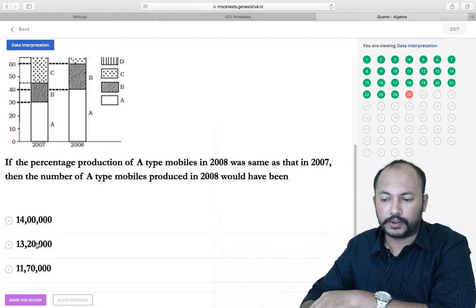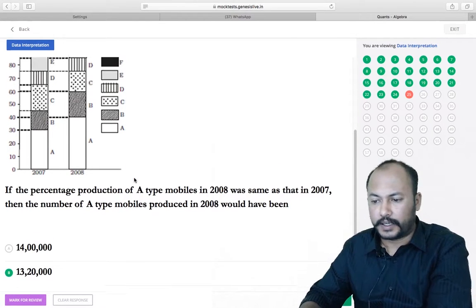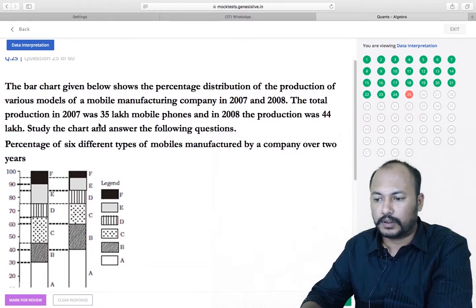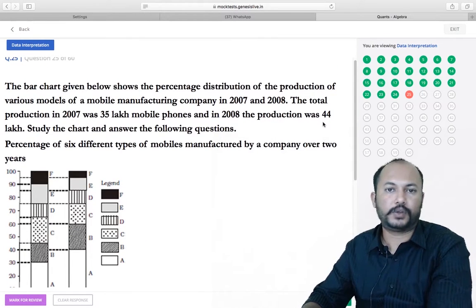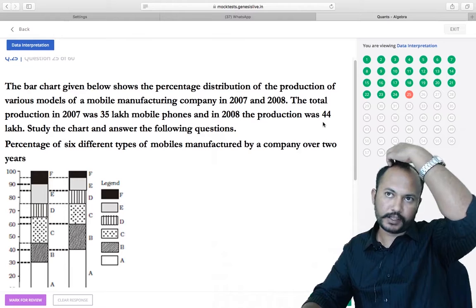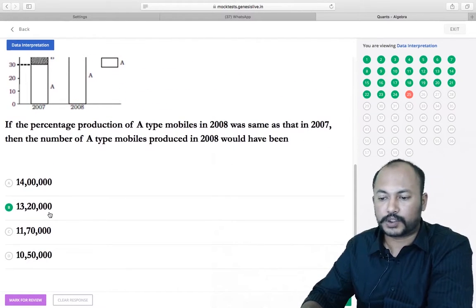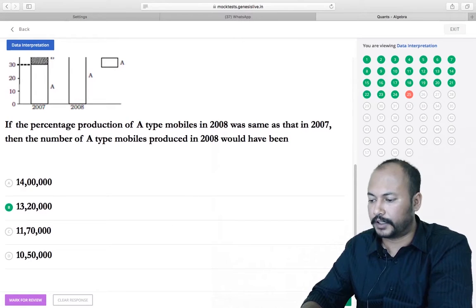So 1,32,000. Great. So what they have asked is if the percentage production of A in 2008 was the same as that in 2007. So if in 2008 it was 30%, then the production would have been 30% of 44 lakhs. If you calculate, you will get 132. 44 into 3 is 40 into 3 plus 12, 120 plus 12 is 132. Right? Great. Next one.